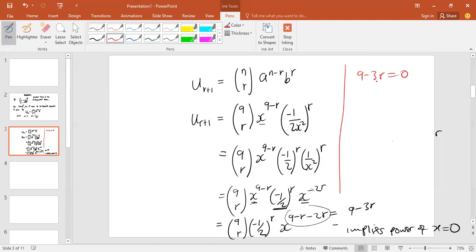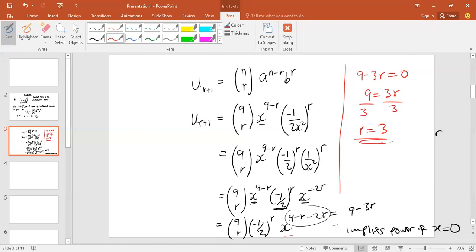And so for r, we are going to have 9, because when we take minus 3r to the other side, it will be positive 3r. Then we divide by 3 on this side, so that r is 3. So it means the value of r that will give us the constant term is 3. So when we put 3 there, this will give us 0.